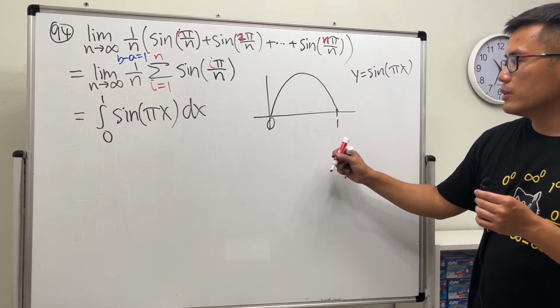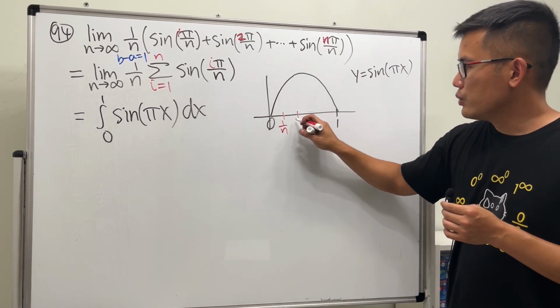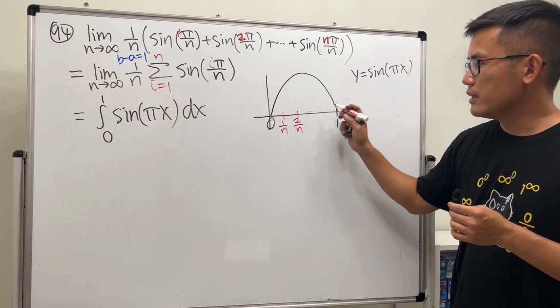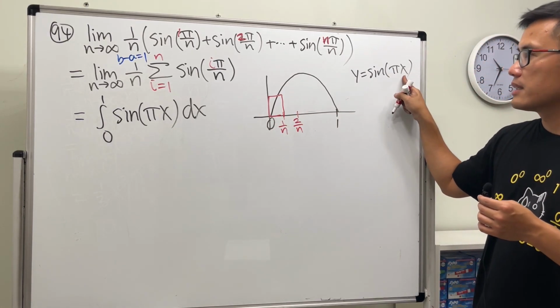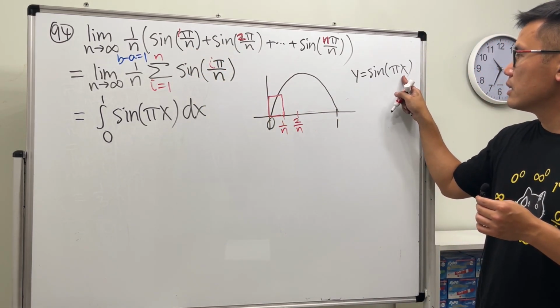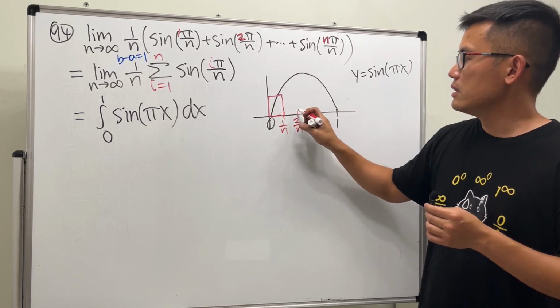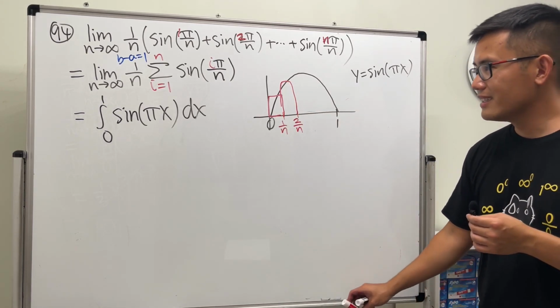Anyway, going from 0 to 1, this right here is 1 over n, 2 over n, 3 over n, and so on. Put this into this x, pi over n. Put this into here, 2 pi over n, and so on, so on, so on. Okay?